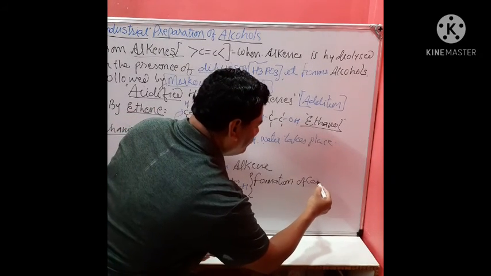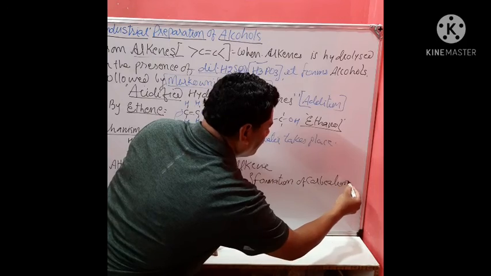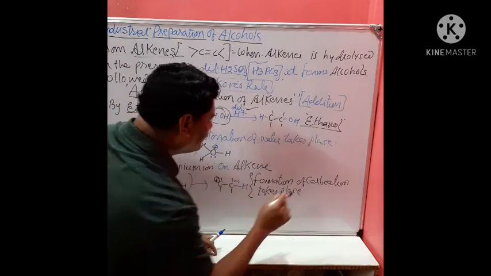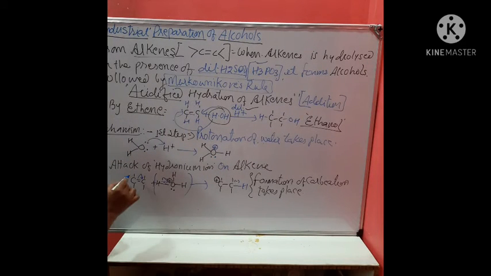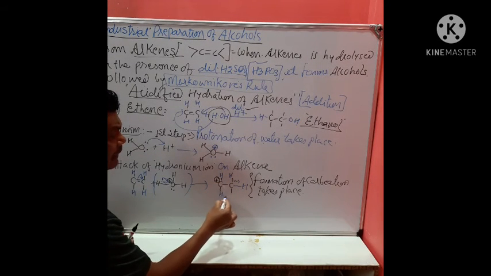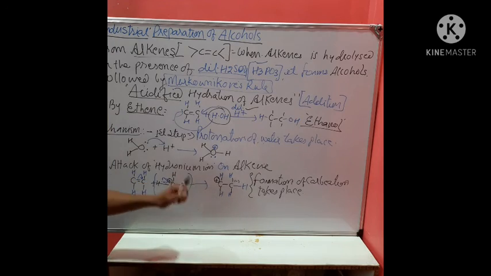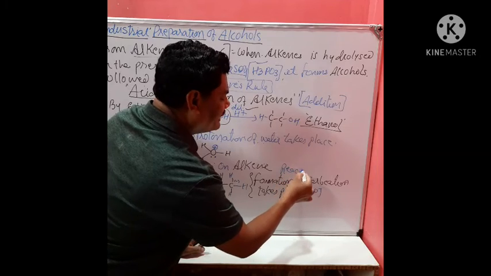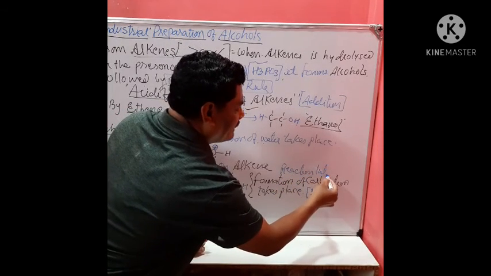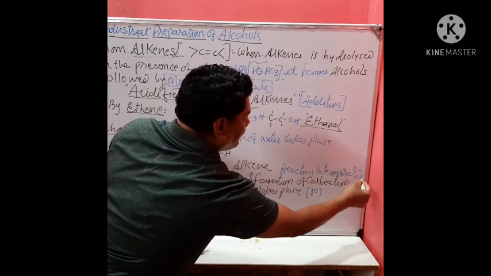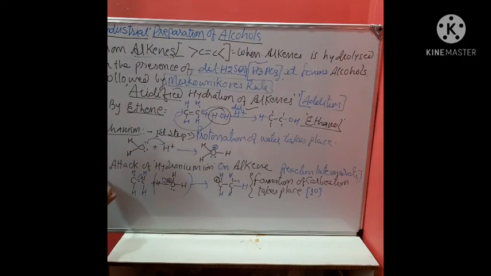Formation of carbocation takes place. Student, if I specified alkene by ethene, then there is no option. There will be only one carbocation that will form, which is a 1 degree carbocation. There is no option at all. So this becomes our reaction intermediate. That means the reaction proceeds by the formation of carbocation, in case of ethene.